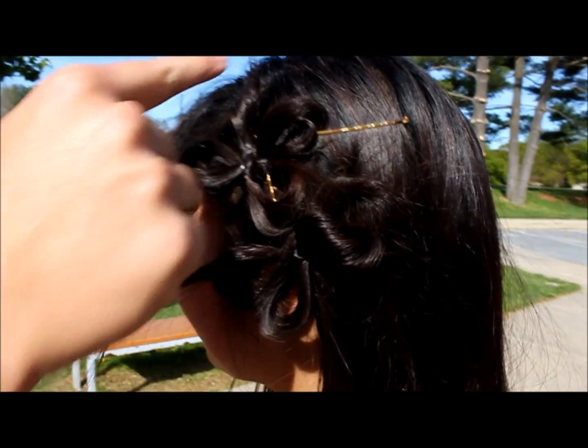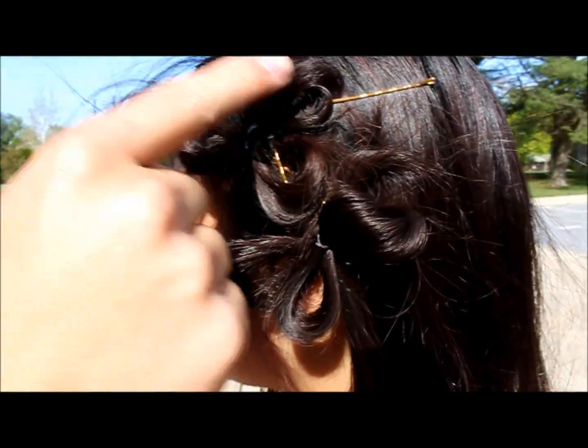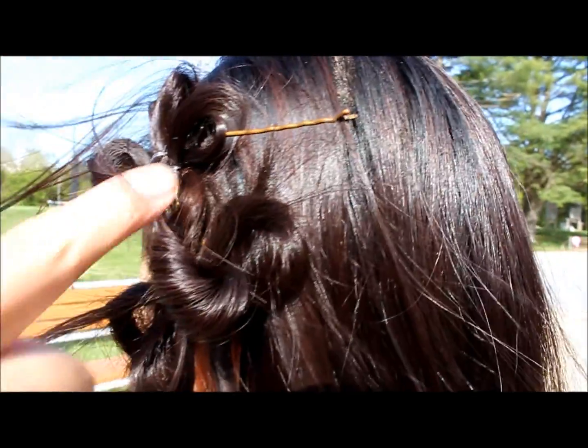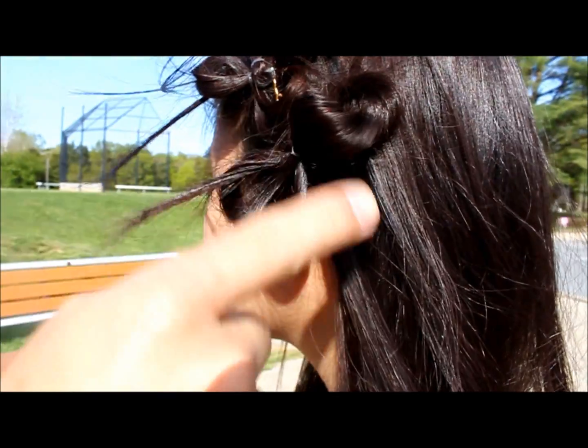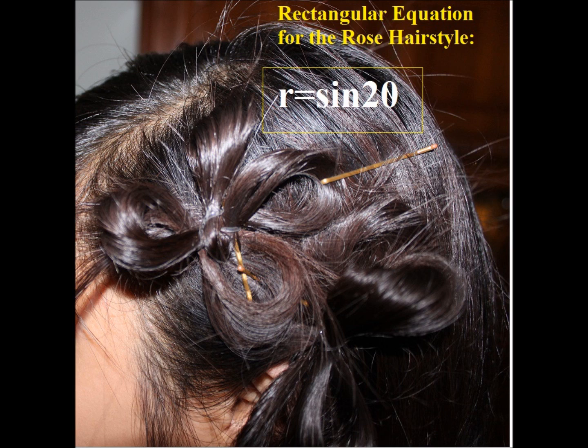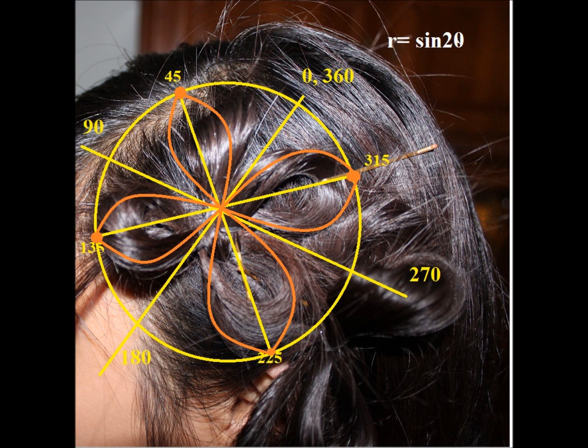Then we have the rose. You see the 4 petals right here. This is the rose, and then there's another rose right here with also 4 petals. The polar equation for our rose hairstyle is r equals sine 2 theta. Here's the graph in polar form.